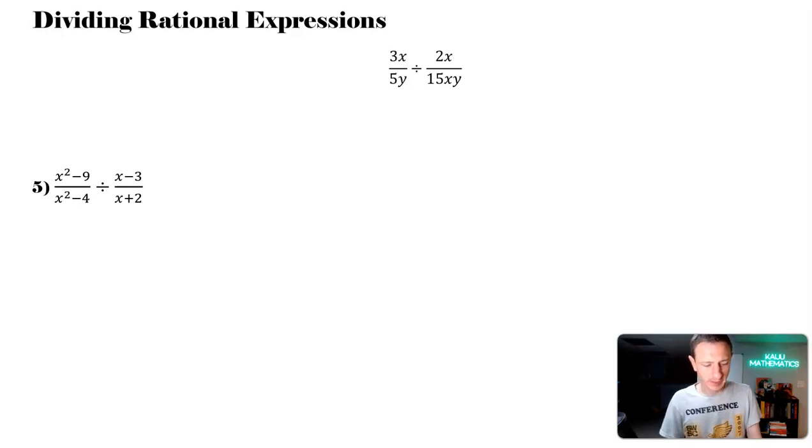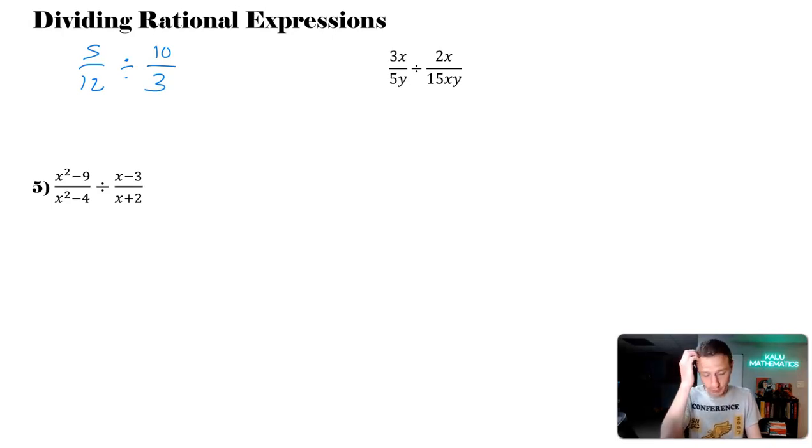Today we're going to take a look at dividing rational expressions. Dividing rational expressions is very similar to dividing fractions and multiplying fractions, multiplying rational expressions, all the same type of concept. Like if I had, let's say, 5 over 12 divided by 10 over 3.